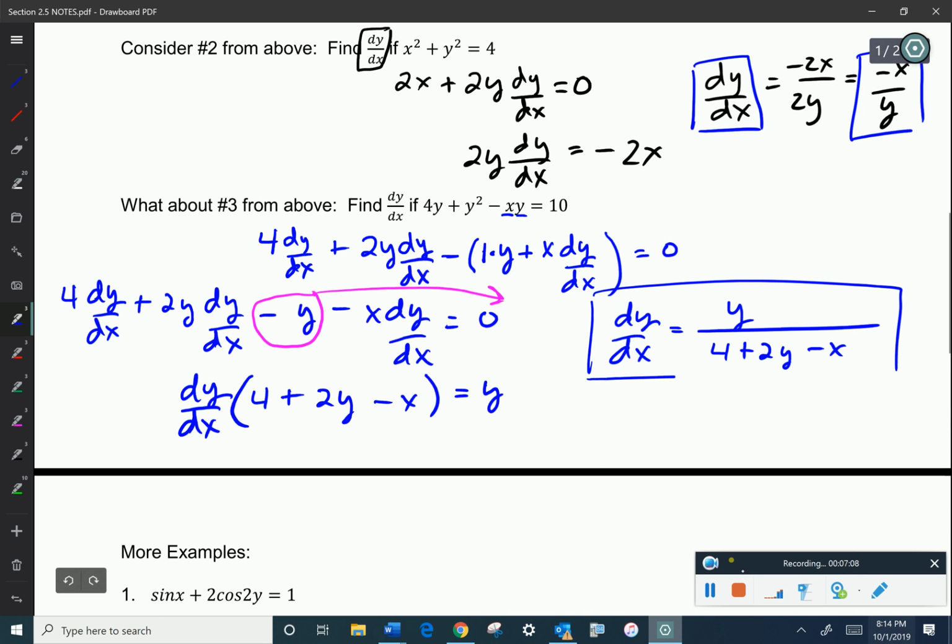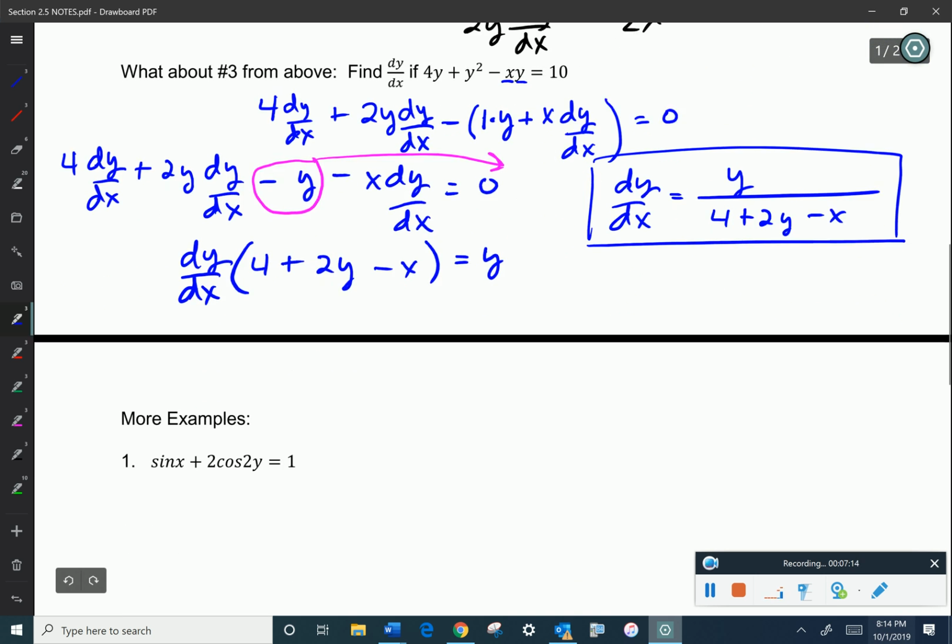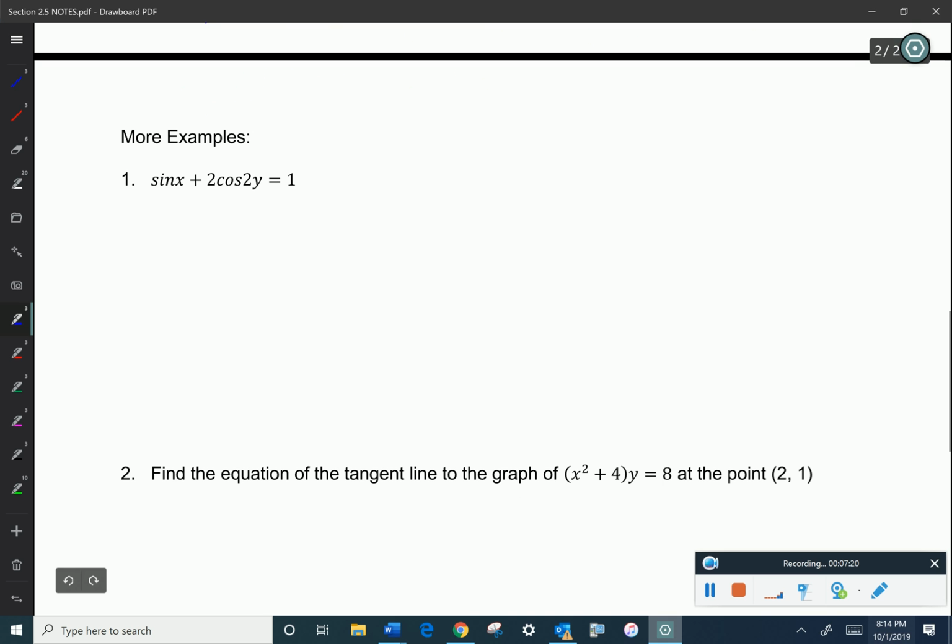Okay, so again, we use kind of all the same rules. It's just that once we find our derivative, we might have both x's and y's in our answer. Okay, so let's do a couple more examples together. Take a look at number 1.